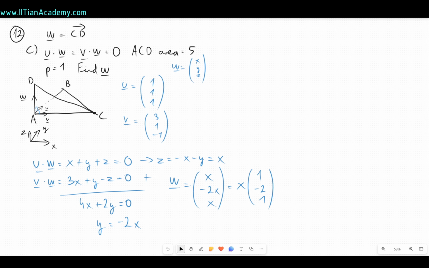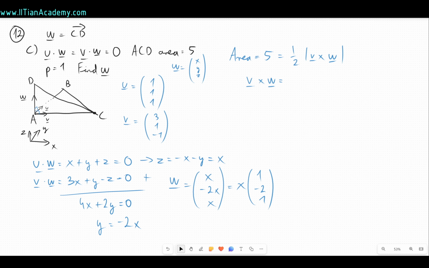Alright, now we need some other equation we can use to actually find the value of x, and what we can use is that the area is 5. So we know the area will simply be 1/2 of the magnitude of the cross product of two of the vectors of the triangle. We know v and w here, so v is 3, 1, minus 1, and w is x times 1, minus 2, 1. All right, so let's find the cross product.